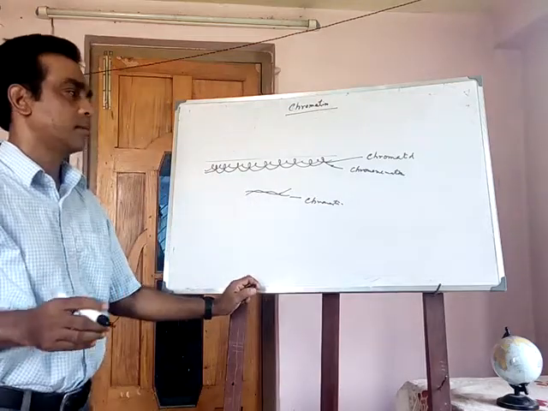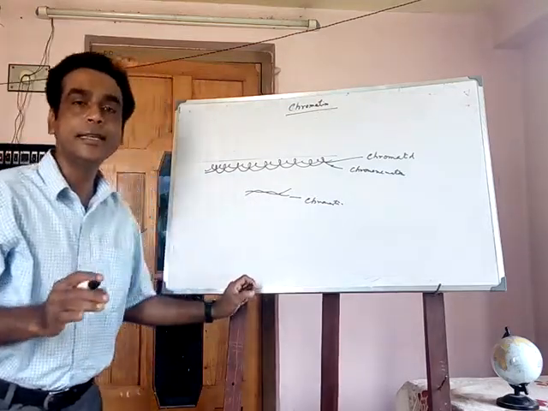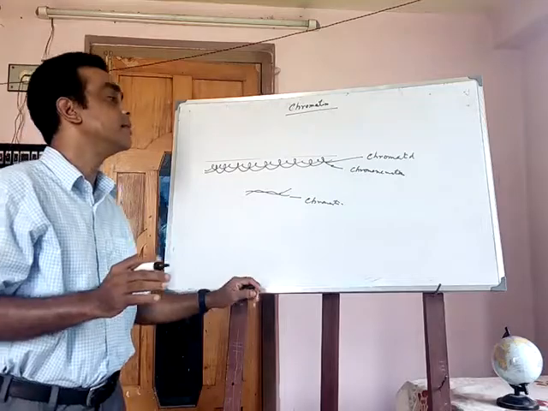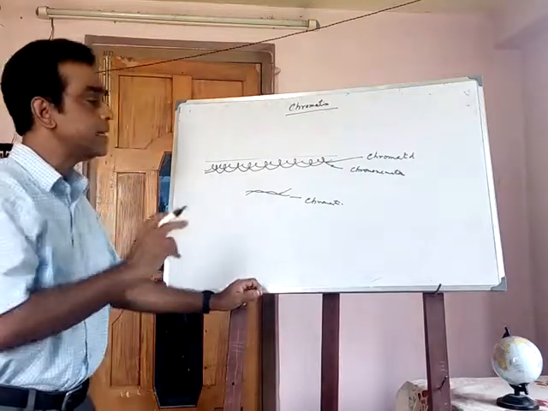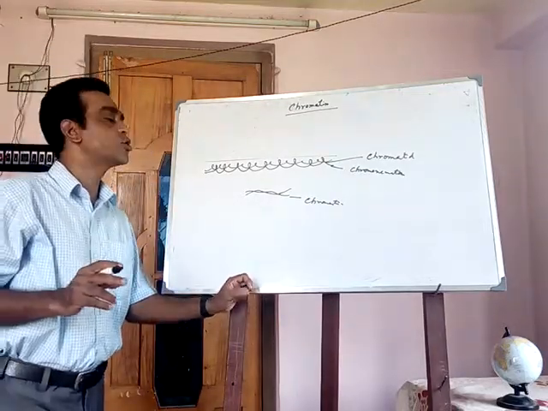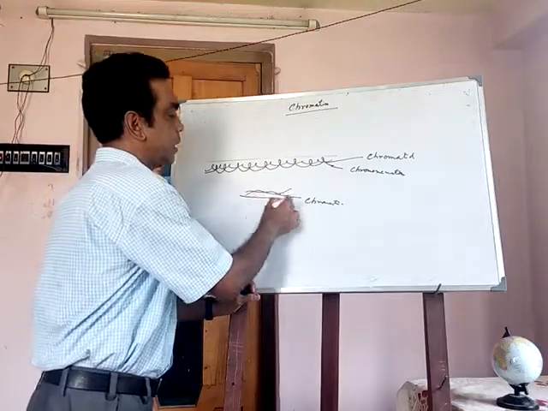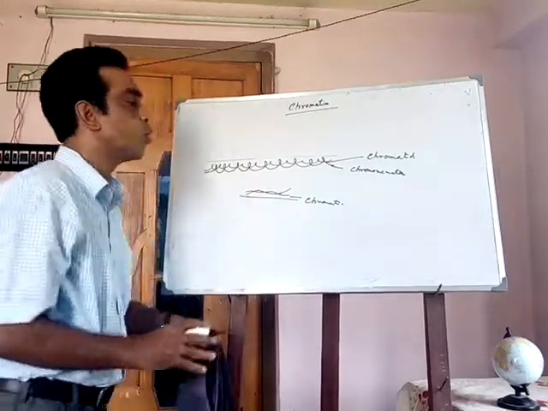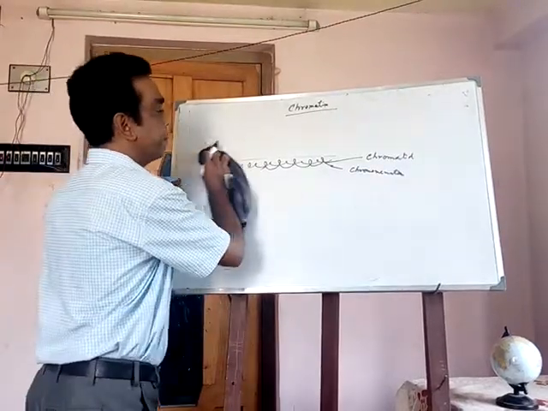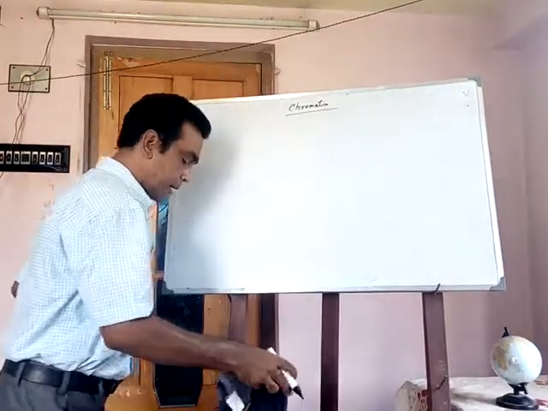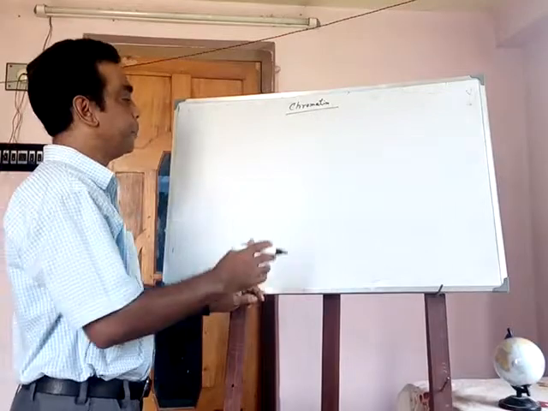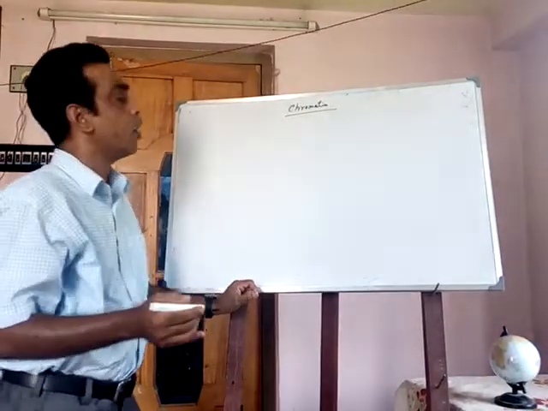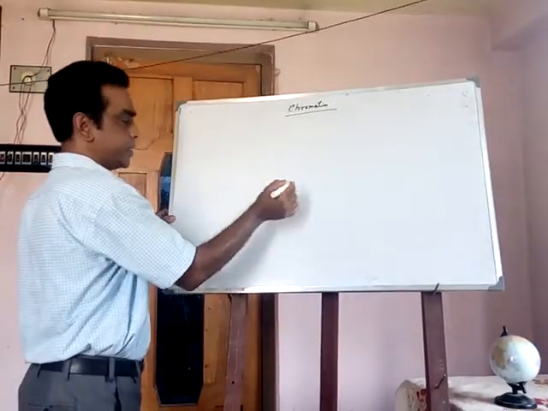Each and every chromatin is made by the DNA, RNA and the histone-type or non-histone-type proteins. Now, the old hypothesis: what is the making substance of chromatin? That is, I change here.